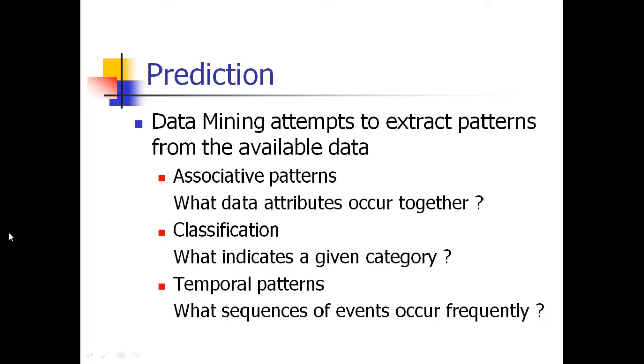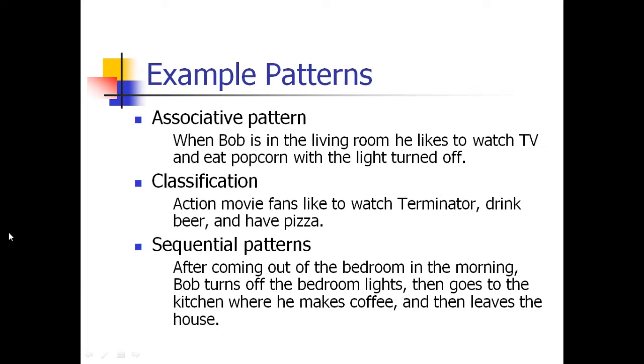Data whose attributes occur together is called associative. It is nothing but things which are done together. For example, as I told you, if you buy milk, then you will buy bread. Both things together. Next one is called classification, but first let us understand with an example. This is an example of Bob, that is associative. Bob in the living room likes to watch TV and eat popcorn with the light turned off. He will do all the things at the same time, not at different times.